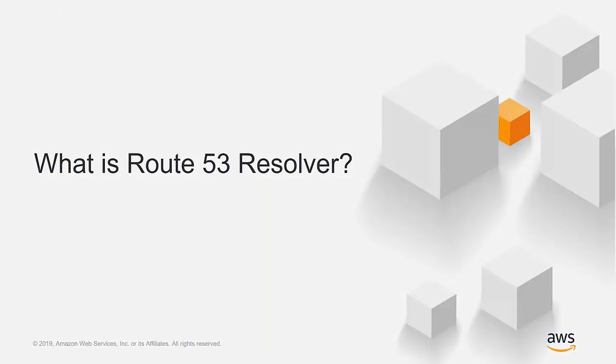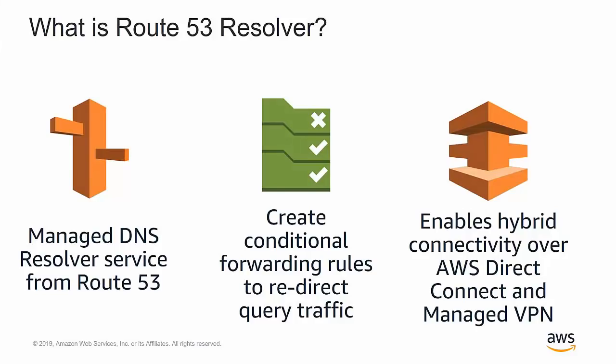So at a high level, what is Route 53 Resolver? This is a feature that we launched at re:Invent 2018. And at a high level, it is a managed DNS resolver service that is offered by Route 53. What we allow you to do is create conditional forwarding rules to redirect query traffic between your on-premises data center and your AWS virtual private cloud. And what it does is it allows you to use DNS over AWS Direct Connect or managed VPN.